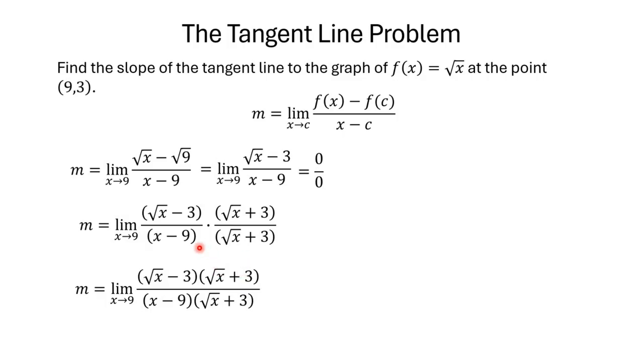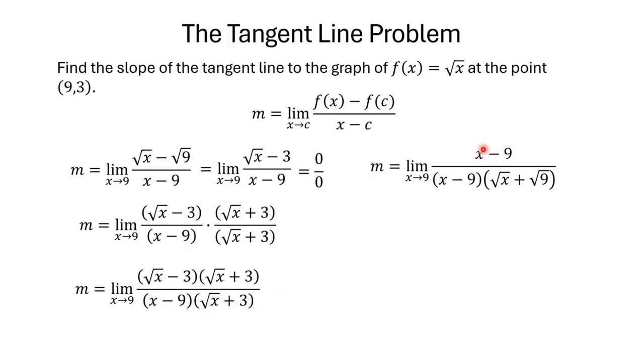The square root of x times the square root of x is the square root of x squared, or x. The square root of x times 3 is 3 square roots of x. The square root of x times negative 3 is negative 3 square roots of x. Those cancel. And then negative 3 times positive 3 is negative 9. So on the top, I get x minus 9. And on the bottom, I'm not multiplying that out at all. On the bottom, I'm just going to keep it the same.